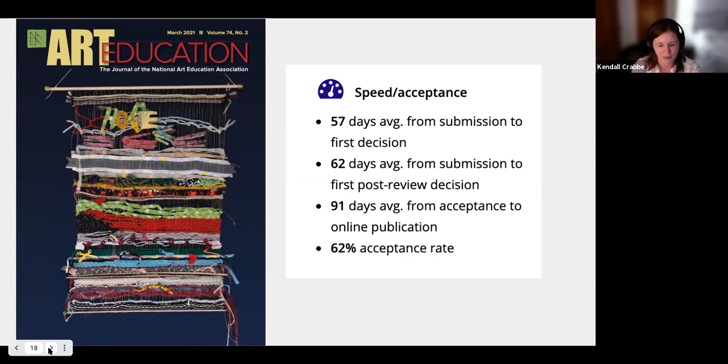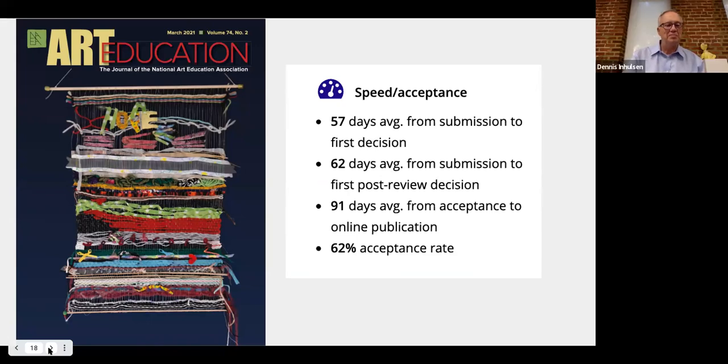Just a few other facts: since January 2021, we've already received 160 manuscripts this year, which is far above where we were last year at the end of the year. So there is quite an interest in our journal, and we currently have an acceptance rate of 62%. Each issue of Art Education is sent to, I believe, Dennis, you can correct me, 1,800 NAEA members. So we think it's a great way to share your ideas and your research with the field of art education.